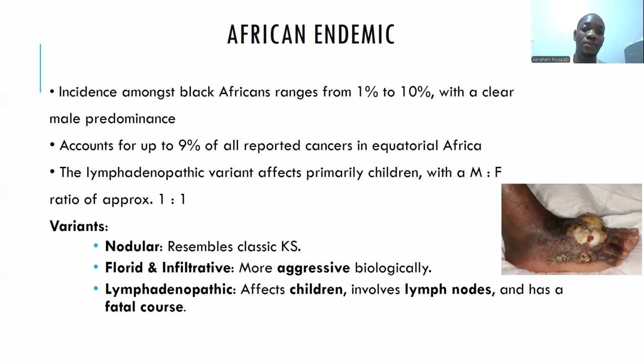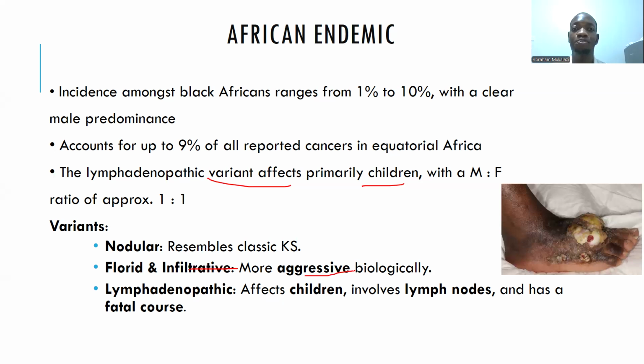And it's also called the lymphadenopathic variant that primarily affects children, and it has a male to female ratio of approximately 1 to 1. So it can also have variants. In some cases, it can have a nodular picture that can resemble the classic KS, or sometimes it can have an infiltrative picture, which is a little bit more aggressive and resistant to treatment. You can also have the lymphadenopathic type that usually loves the lymph nodes, and this usually affects children. This one is the bad type, and it is fatal in most cases.